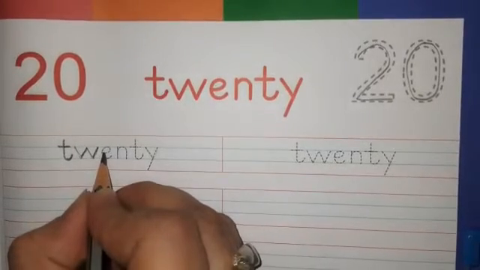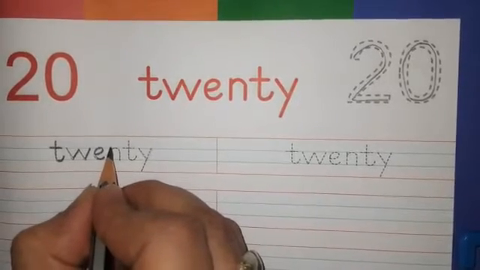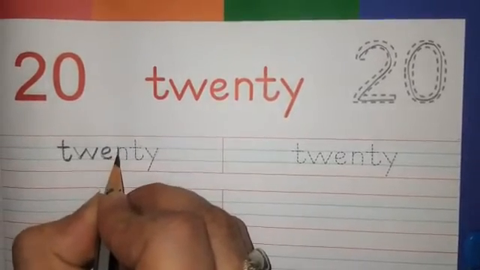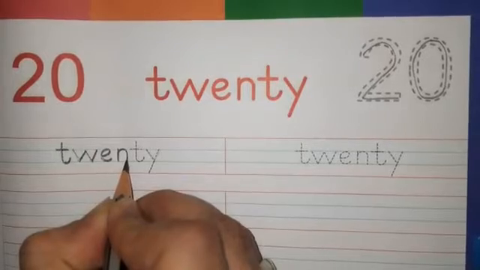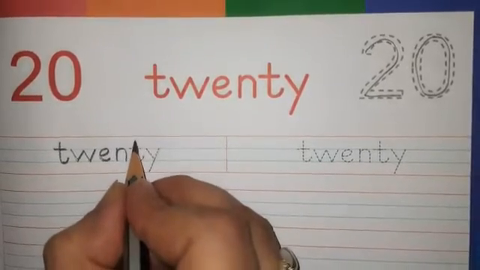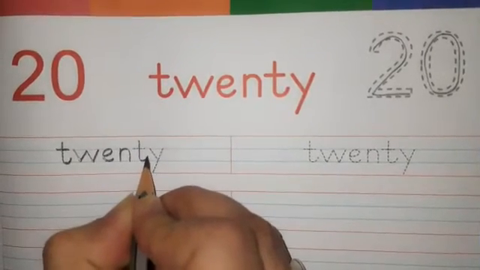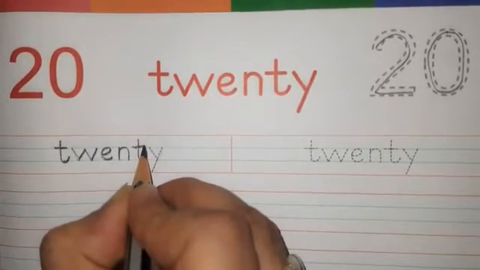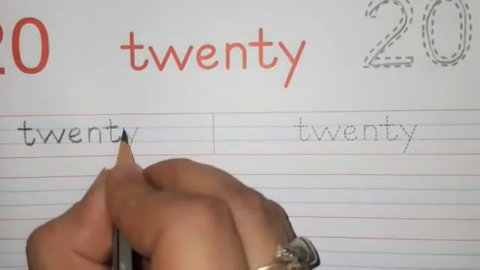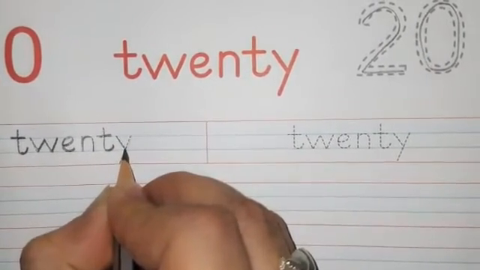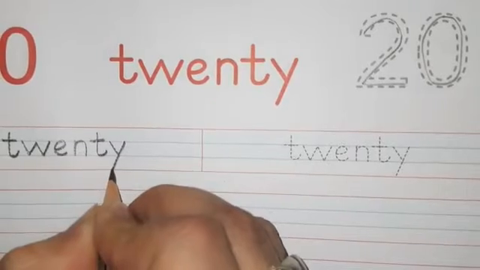For small e, slanting line and a C curve between the two blue lines. For small n, start from the first blue line, come down standing, touch the second blue line, go up, curve, come down standing, touch the second blue line. For T, start little bit below, standing line, touch the second blue line and a curve, sleeping line on the first blue line. Small y, start from the first blue line, slant down till the second blue line, leave little bit space from the first blue line, slant down till the second red line. Y.